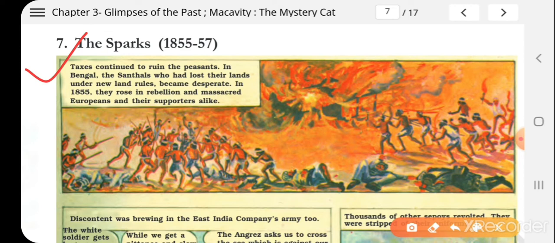And in Bengal, there were Santals who had lost their lands under new land rules. You know, Britishers made some new rules of land, and because of it, the Santals, एक group था, एक tribals था आपस में, तो उनकी लैंड चली गई थी इस चक्कर में. So they became desperate, वो बहुत desperate हो चुके थे. And in 1855 they rose in rebellion, उन्होंने rebellion कर दिया वहाँ पर, and massacred Europeans and their supporters alike.